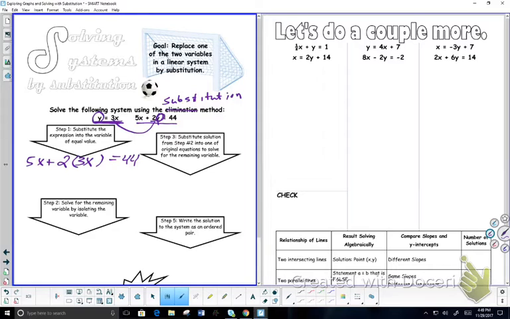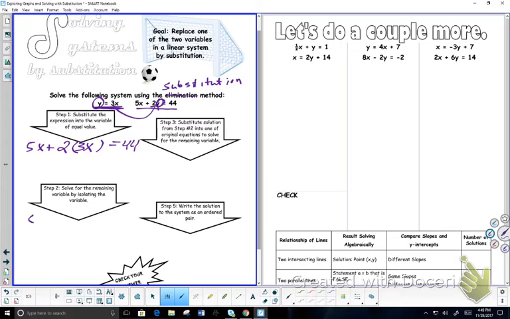If you substituted correctly, what you're going to notice is this new equation has only one variable. Everything I have is x's. So then looking at this, we're going to go ahead and start to solve. I get 5x, well 2 times 3 is 6x, and it equals 44. 11x is going to equal 44, and then I'm going to divide both sides by 11, giving me x equals 4.